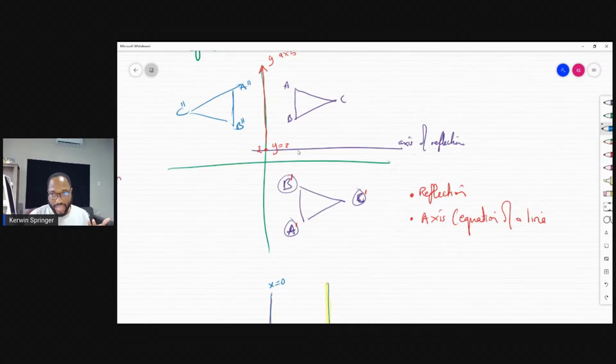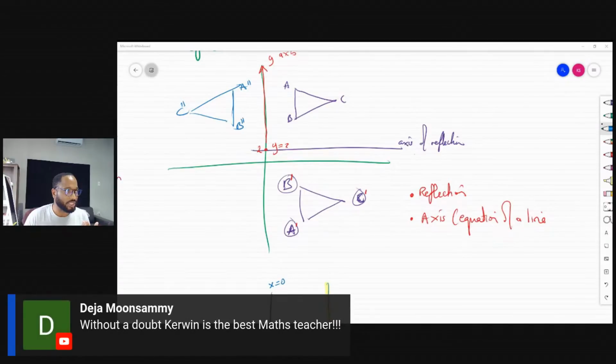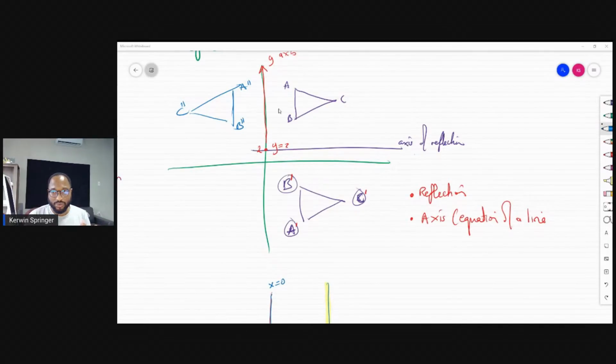So if this was a line here and it cut 2, you'd state the equation of the line of reflection is y equal to 2. A big up Deja Munsami. And the y-axis, this will come across here. All right, so that's reflection.